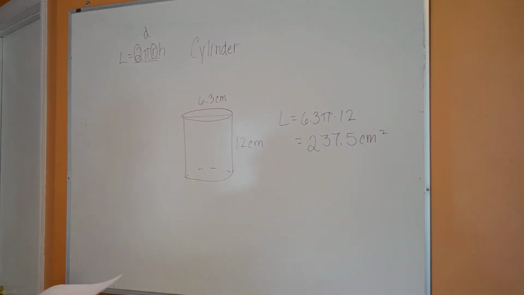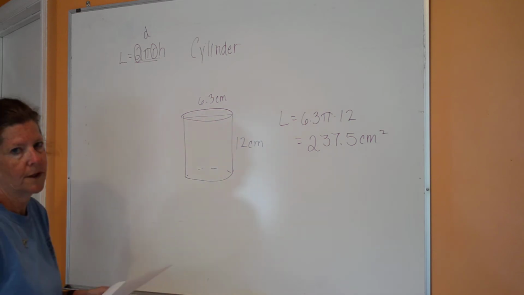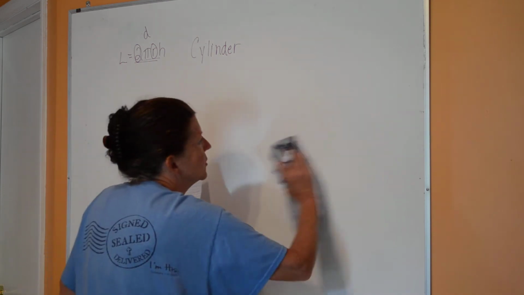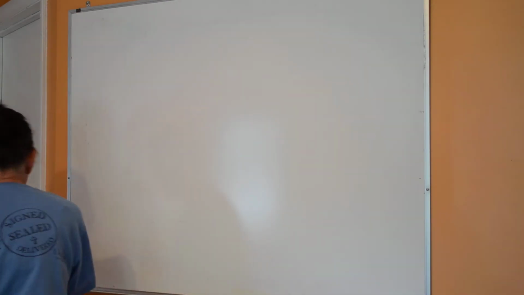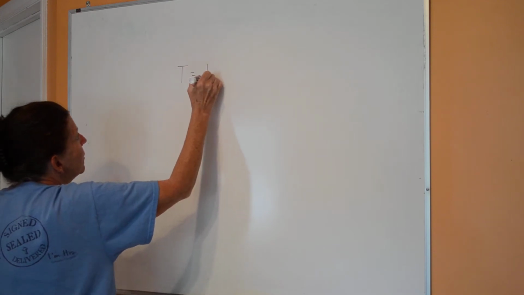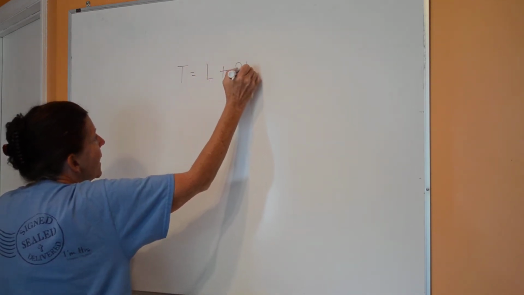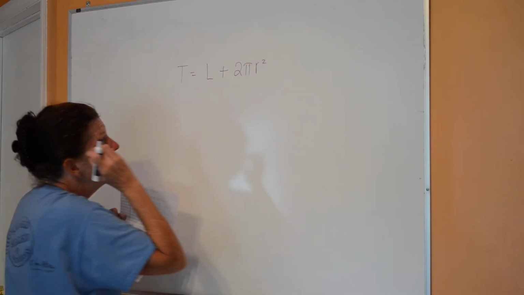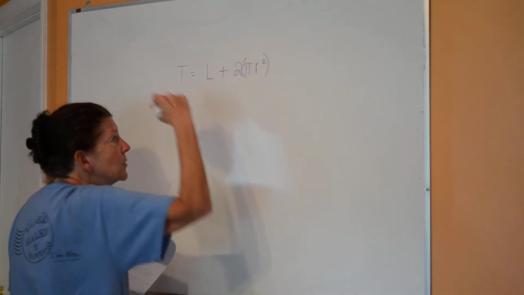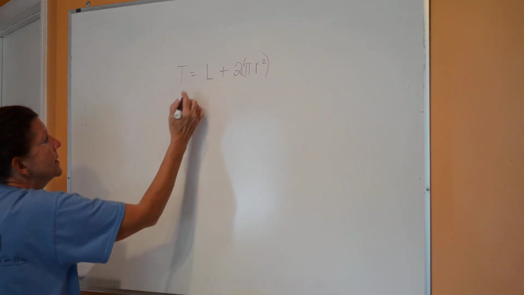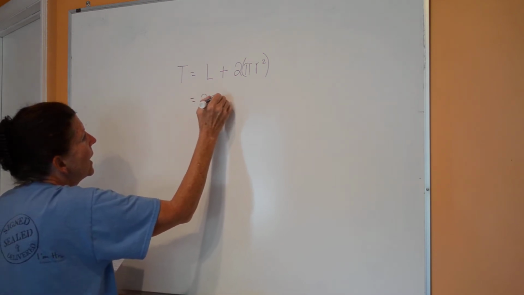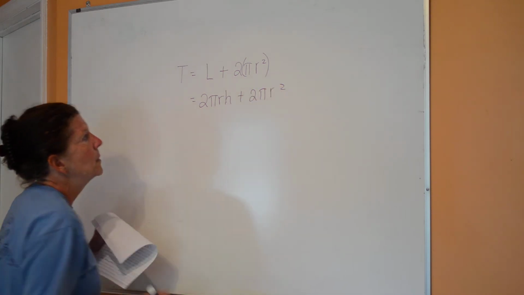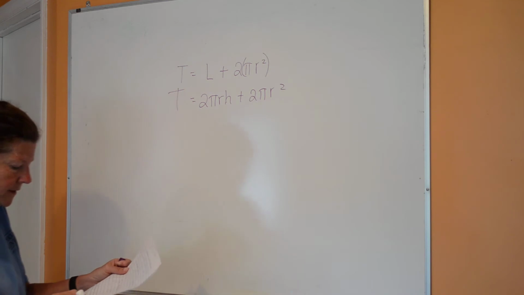All right, let's say we want to know the whole surface area, the total surface area, or the T. In this situation, the total surface area is the lateral area plus the area of the two bases. The base is always going to be a circle, so we'll just say 2 pi r squared, because I have two circles, one at the top and one at the bottom. This lateral area, remember, is 2 pi rh. So this right here is going to give me my total surface area of the cylinder.